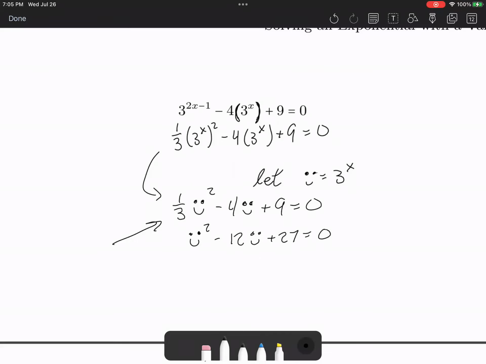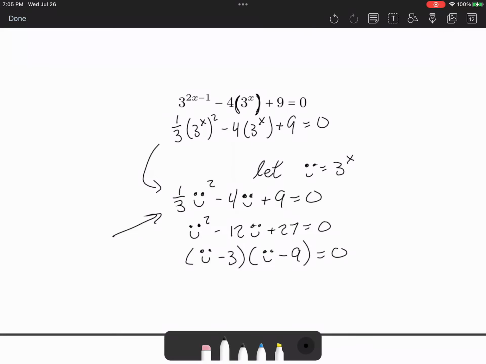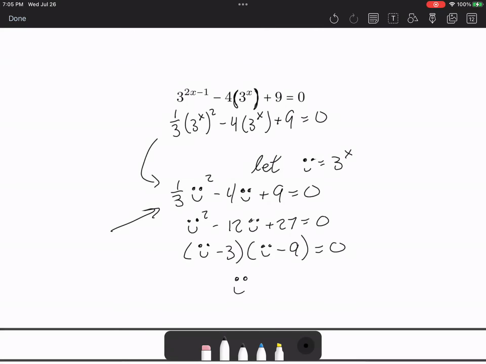I think this factors as smiley face minus 3 times smiley face minus 9. Right, 9 and 3 multiply to give me 27, and they add to give me that 12. Cool, so smiley face needs to be equal to 3, or it can equal 9.